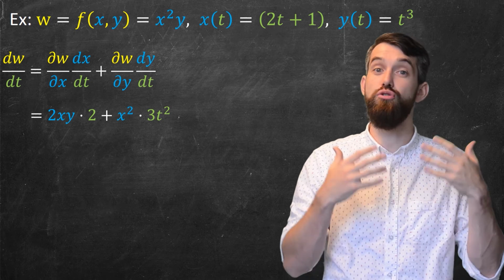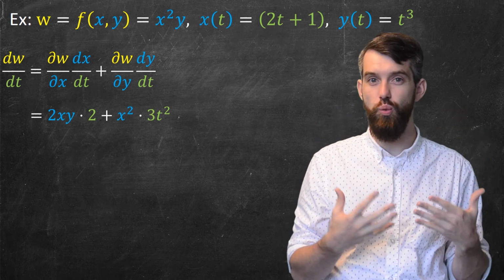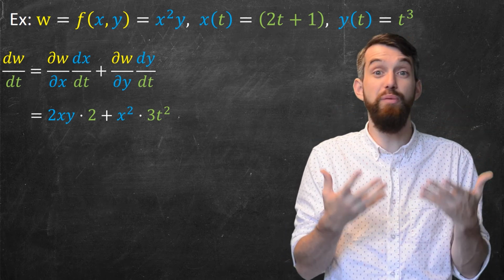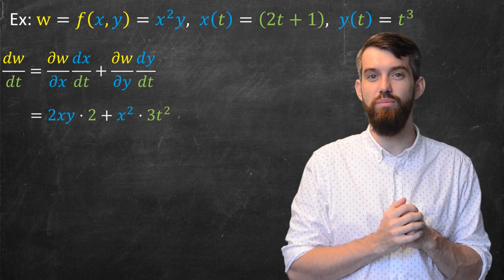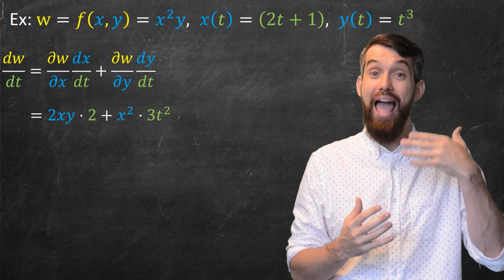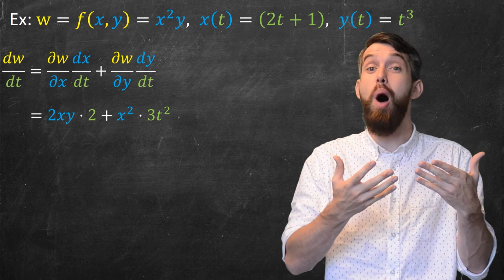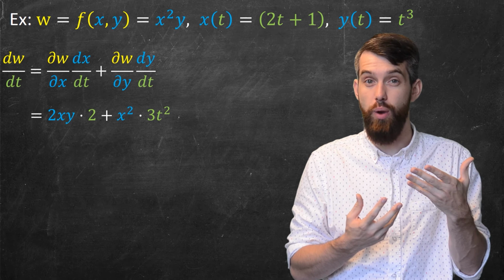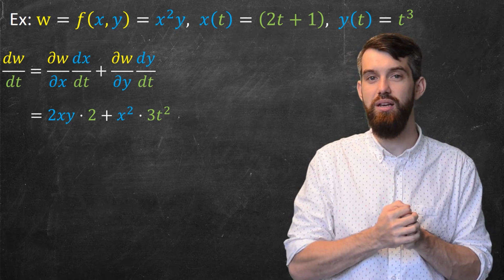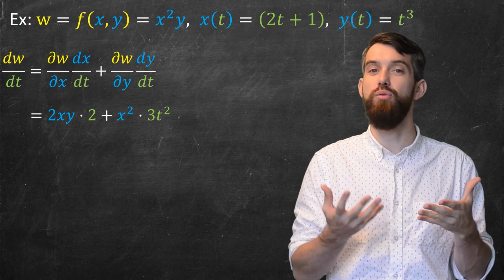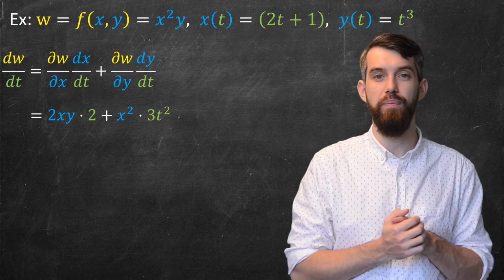Next up, the partial derivative of w with respect to y. Well, if I'm taking a partial derivative with respect to y, now the x variable is not changing. And so what I have in this case is just the x squared, and then the derivative of y just goes down to 1, so nevertheless just an x squared. And then I multiply by the derivative of y with respect to t. If y is t cubed, then this is just 3t squared, and so I get this result.